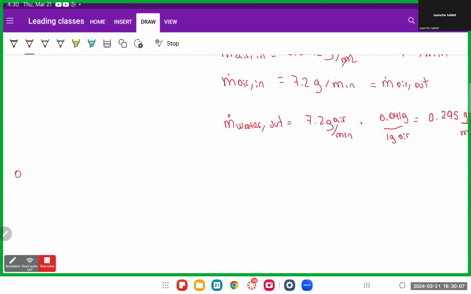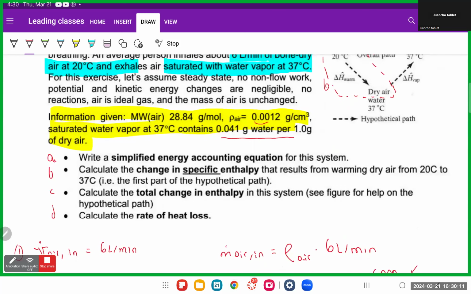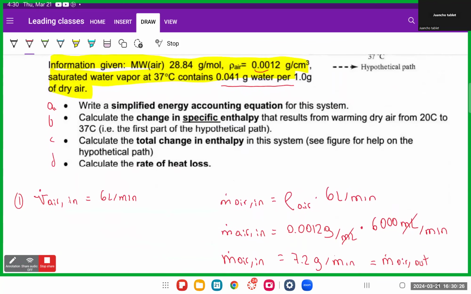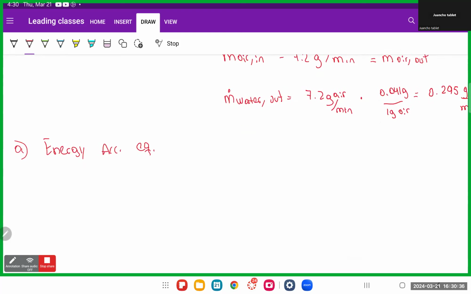Okay. So first question, let's go back. Write the simplified energy accounting equation. So we know that for the accounting equation, we have heat, we have enthalpy change, and we also have work, non-flow work. In this case, based on the problem statement, we don't have non-flow work. So we can start writing the energy accounting equation in the following way.